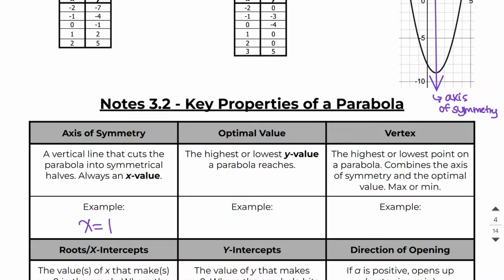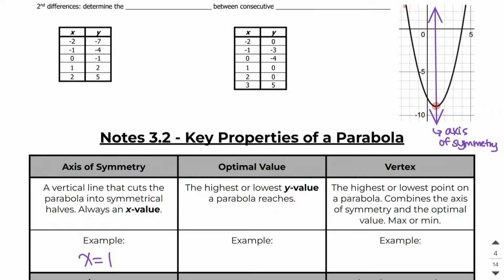The next thing we're going to look at is the optimal value. And the optimal value is either going to be the highest or the lowest y value this time that a parabola reaches. Sometimes it's going to be the highest point, sometimes it's going to be the lowest point. In this example, it is the lowest point, because this graph goes on forever up to positive infinity, but this right here is the lowest point. Sometimes if it looks like this, then it will reach its highest point right here. So this is the lowest that the graph reaches, so this right here is called the optimal value. Okay, and this occurs where y is equal to, since this is -10, it's going to be -9.